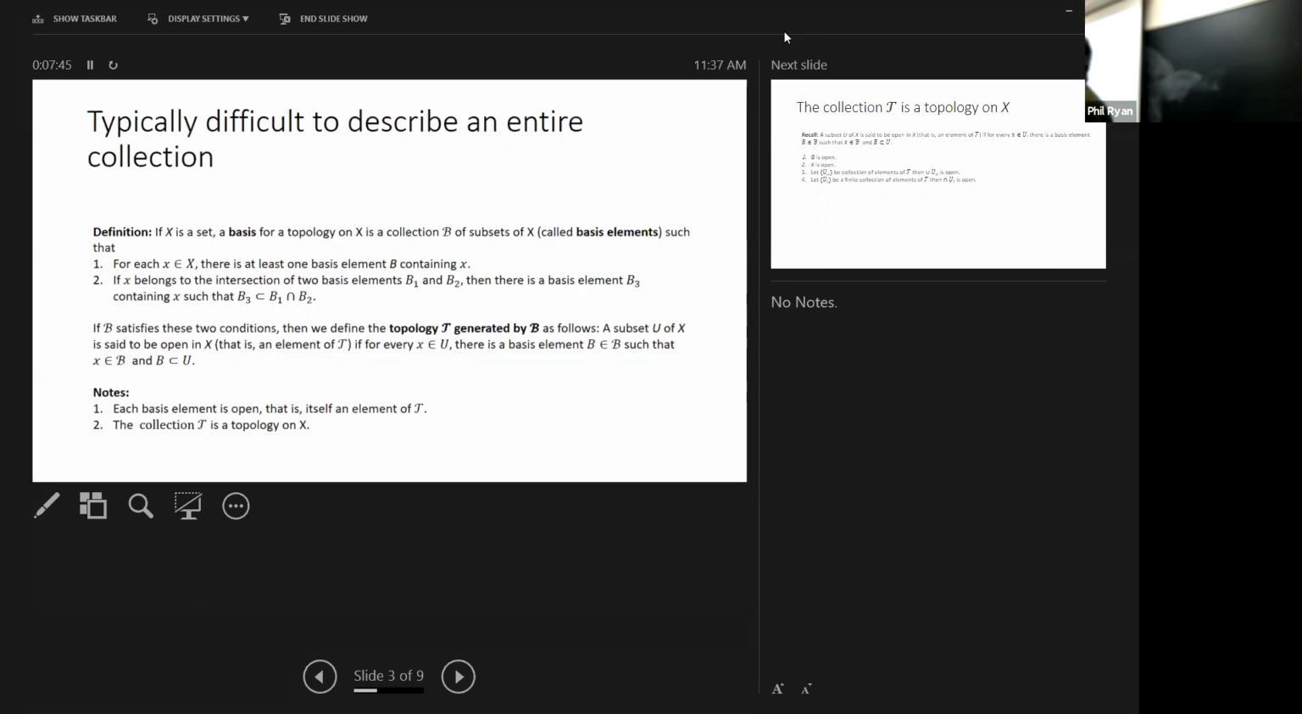If our collection of subsets meets these two conditions, then we have a topology generated by this. So what are we going to do to give a topology? Basically, we've got to say what the open sets are, because the elements of that topology are the open sets. So a subset of our set is open if for any element x of that open set, there is a basis element such that x is in that basis element, and the basis element is contained within the open set.